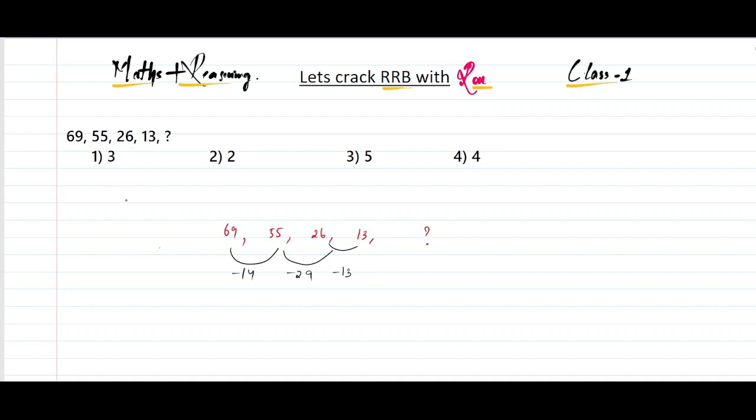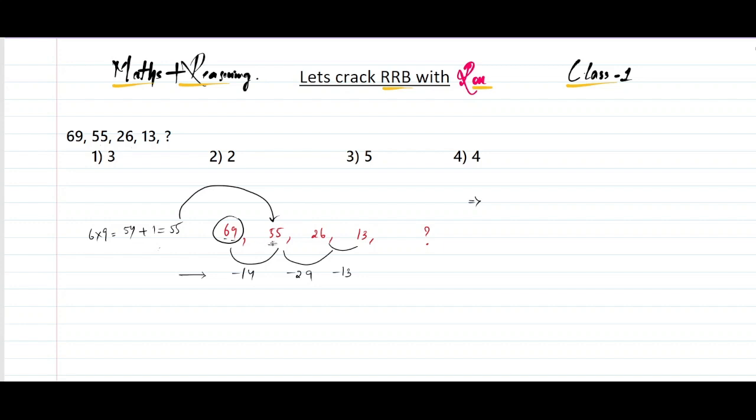When I saw this question, even I did the first differences only, but I did not find any pattern. So the pattern here is, observe 6, 9 and we have 55. So if I do 6 times 9, 6 times 9 is 54, and if I add 1, I am getting 55, which is the second number.